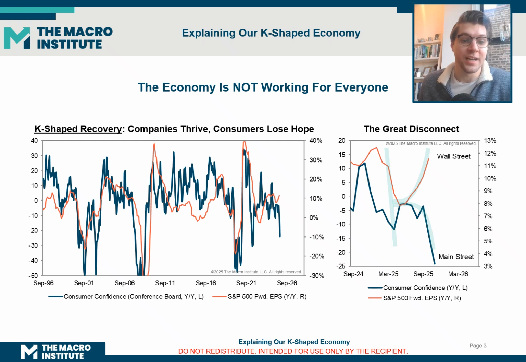So the K-shaped recovery: companies are thriving and consumers are starting to lose hope, according to the data. Here we have consumer confidence in blue and the forward EPS for the S&P 500 in red. And if you look at the chart on the right, we even drew a little K here so you can see the shape. We've had S&P 500 forward earnings spike over the last few months, in this case looks like 9-ish months. And on the flip side, during that same period, consumer confidence has tumbled. So earnings for companies are looking pretty good, but consumers are not feeling great about the economy right now.